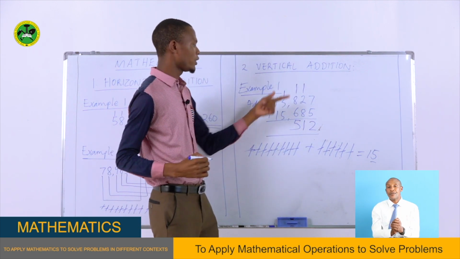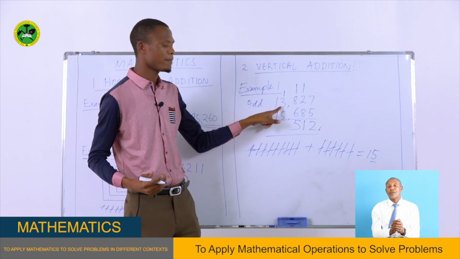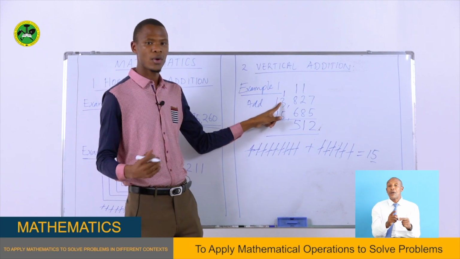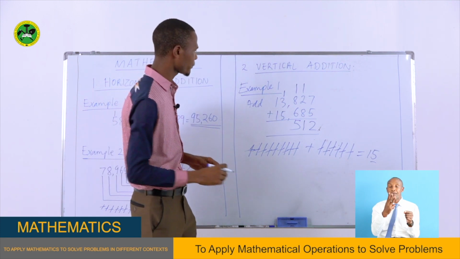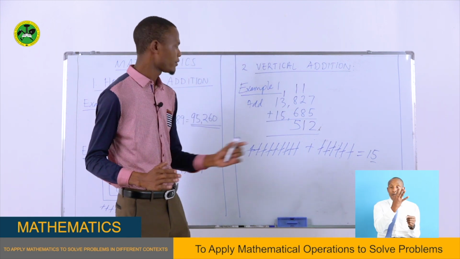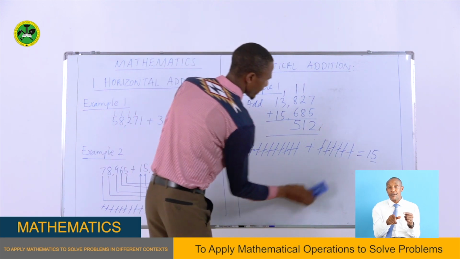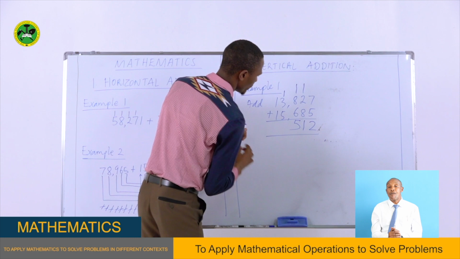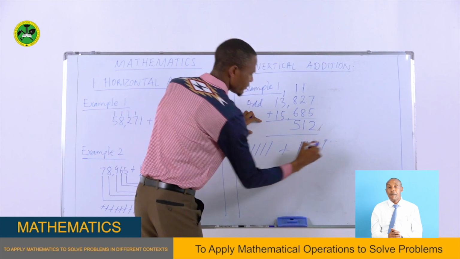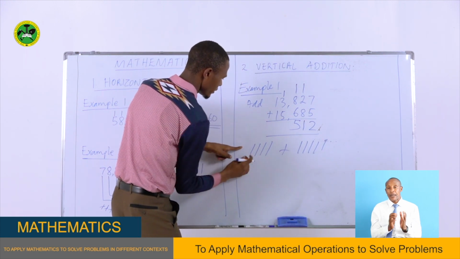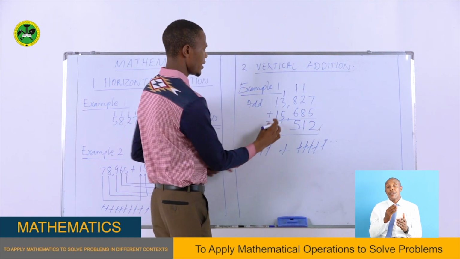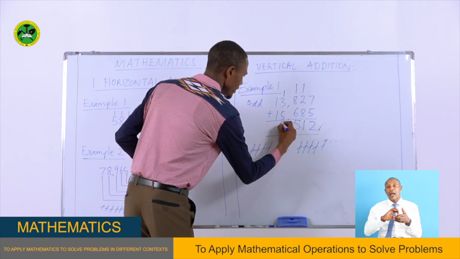Just put it on the thousands place value, which makes 1 plus 3. 1 plus 3 equals 4. 4 plus 5. So count 4 tallies and then add more 5 tallies. 1, 2, 3, 4 plus 1, 2, 3, 4, 5. Now count together. 1, 2, 3, 4, 5, 6, 7, 8, 9. Therefore, the sum of 4 and 5 makes 9. So we write 9 here.